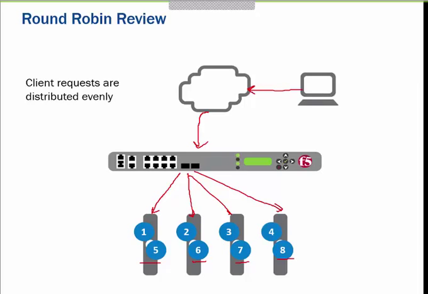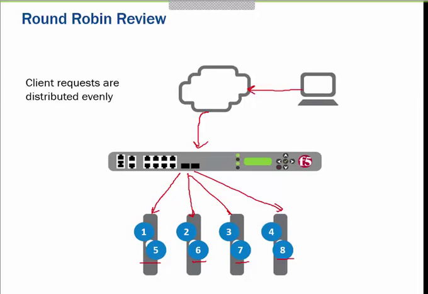Yesterday we talked about monitors. In monitors, we said there are methods through which the F5 knows which of my pool members are available: ICMP test, content checking, service checking. So monitors also work here, based on the monitor reports.